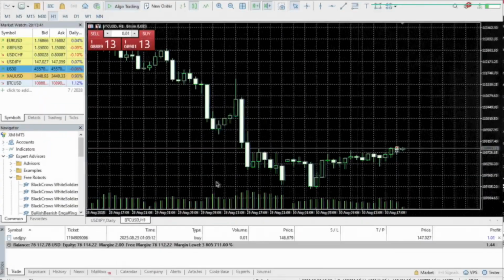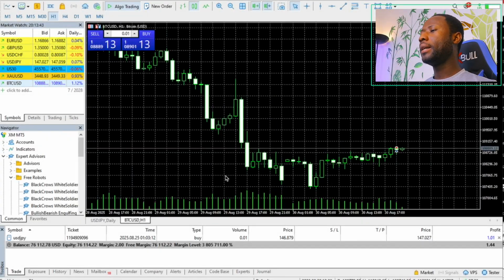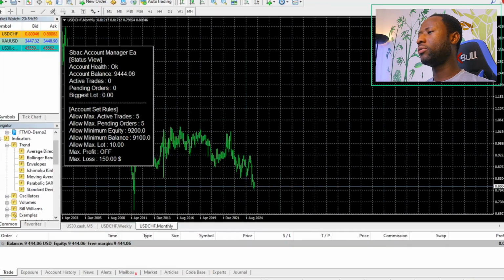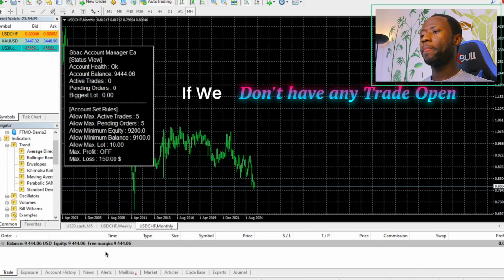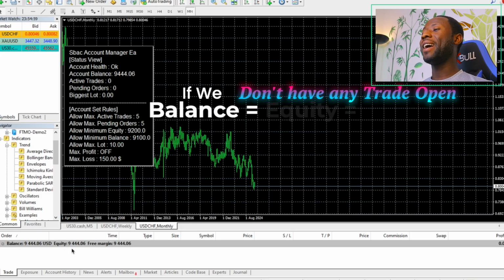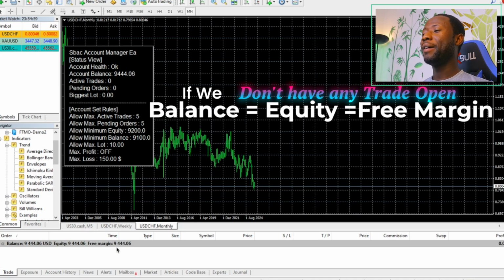So here we are on my chart. Before we start, I want to start from this point, as I think it will help us get a better picture of what we want to communicate. If we don't have any trade open, the balance is equal to the equity, which is equal to the free margin, meaning they are all the same.